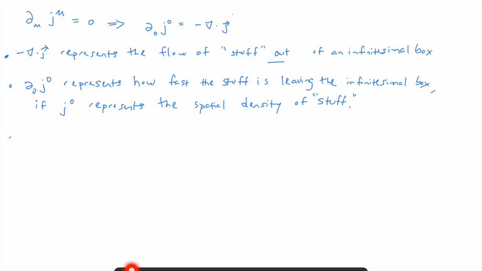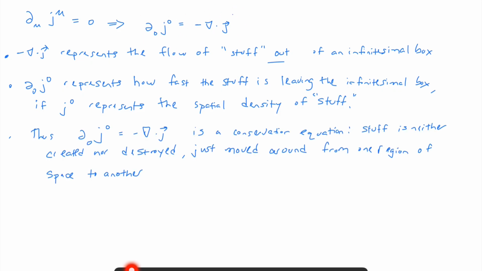So for those of you already familiar with classical physics at a reasonable level, you've probably seen this before, but that's why this formula is a conservation equation. Thus, d0 j0 equals minus the divergence of j is a conservation equation. It means that stuff is neither created nor destroyed, just moved from one region of space to another. And the conclusion here is that whatever this thing is, j0 ends up being important because it's the quote-unquote spatial density of the stuff that is conserved. We were curious what this thing is here. That's actually what's being conserved.